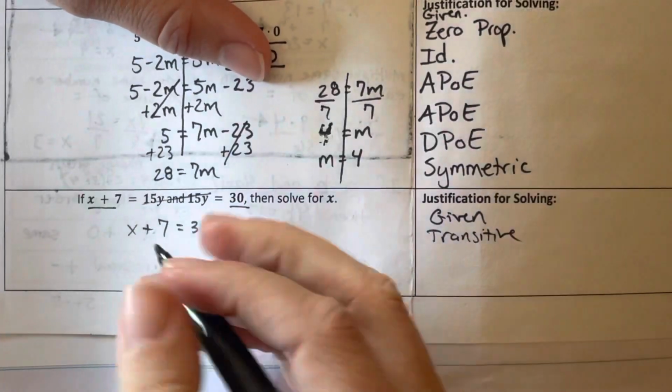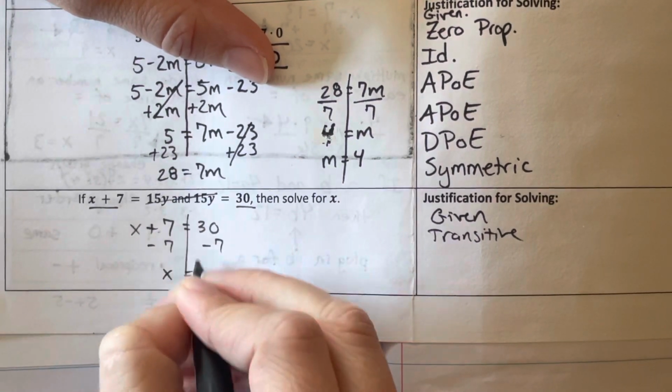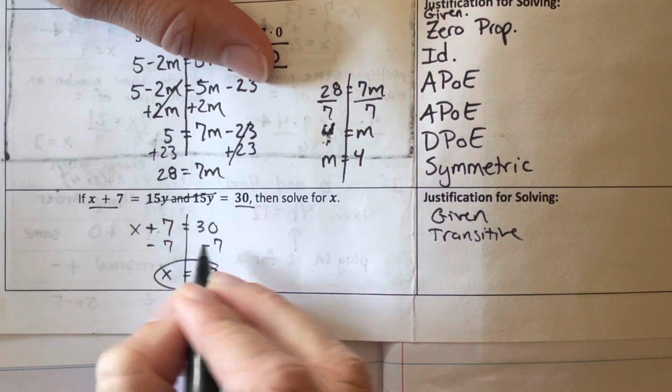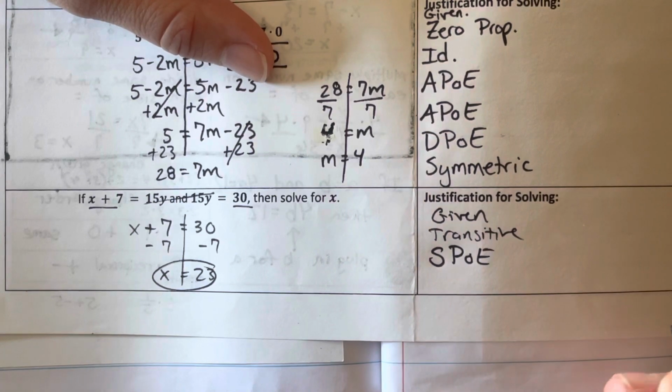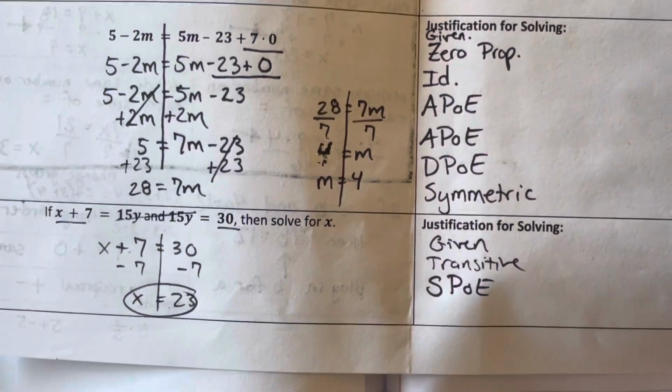And then the last step is going to be to subtract 7 on each side. And we get x is equal to 23. That last step there, what tells us that we can subtract on both sides? It's the subtraction property of equality. And then we get our final answer. And so that is how you use properties in order to justify your solving.